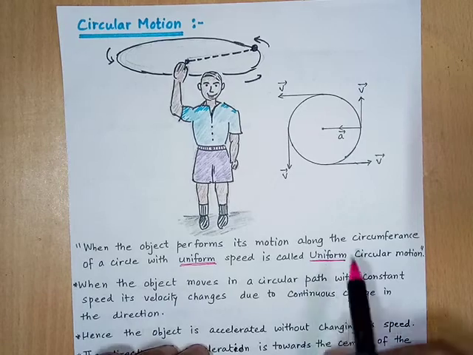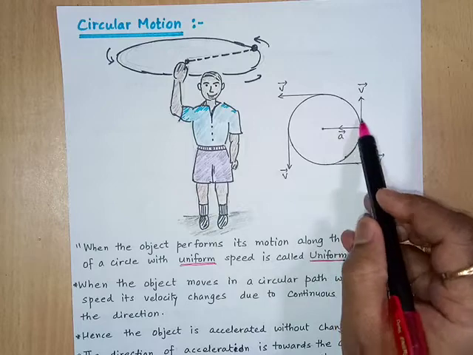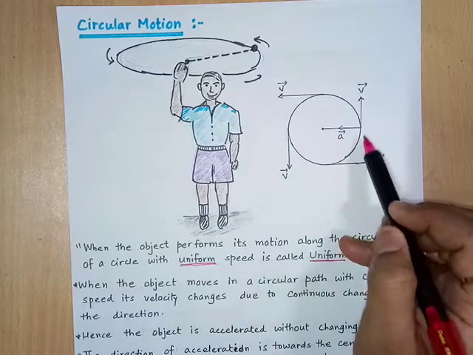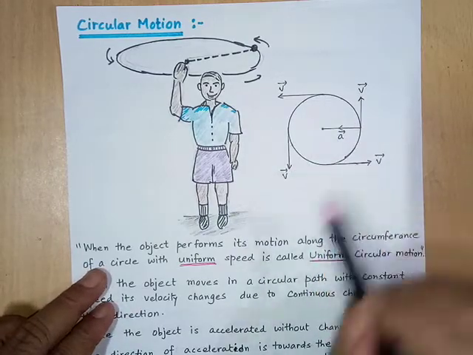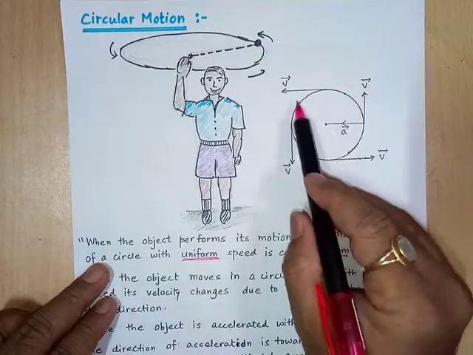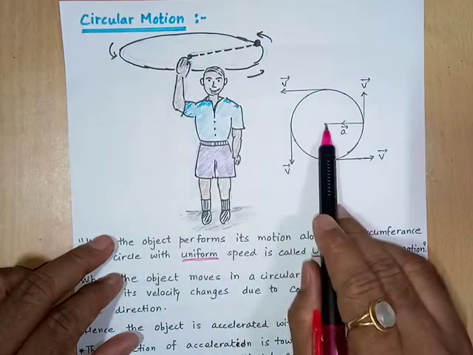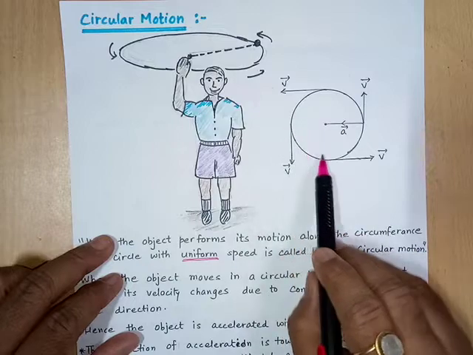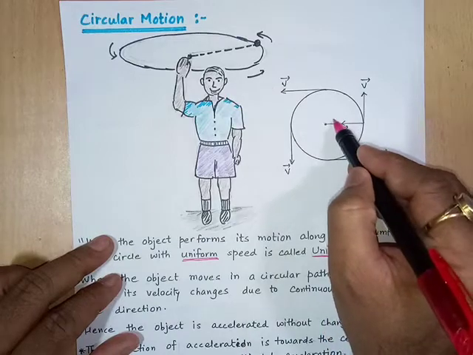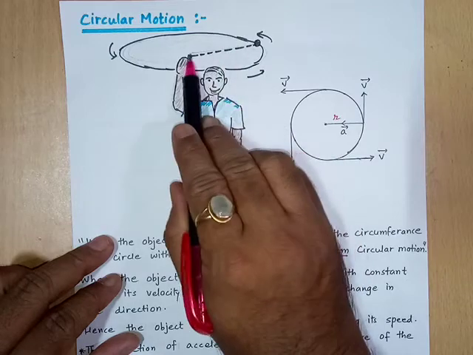Now I have shown one more diagram over here. The circle which I have shown is nothing but the path along which the object is performing the circular motion. You can consider a similar kind of example: suppose this stone is there, and this string I can consider as the radius of this particular circle. So the radius of this circular path is, let us imagine, r. Here also this radius is nothing but the length of the string itself.